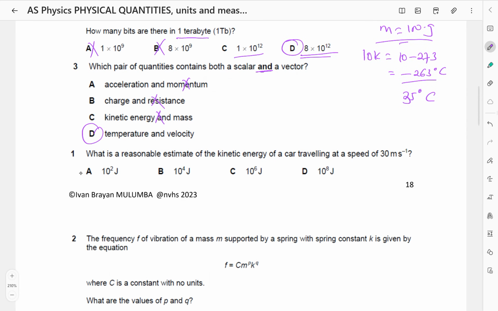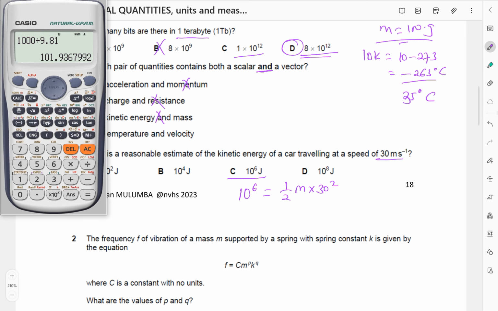What is a reasonable estimate of the kinetic energy of a car traveling at a speed of 30 meters per second? That one is very easy. We try to find the mass. I'll only check C, because I think C is approximately the correct answer. So kinetic energy 10 power 6 equals a half M, the mass, times the speed, 30, squared. So let's find M.